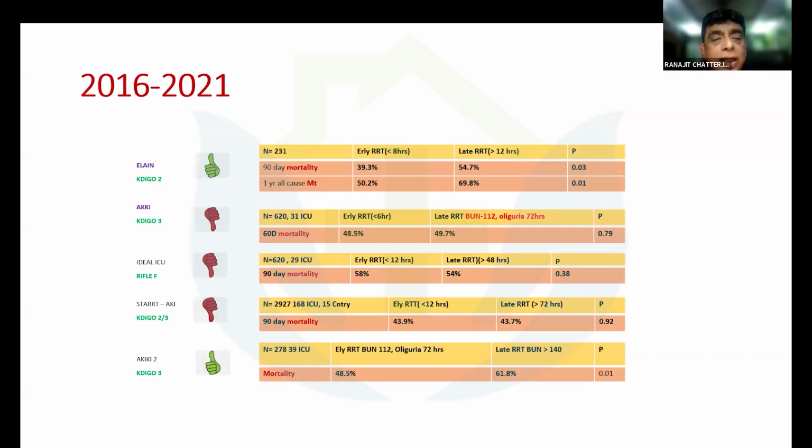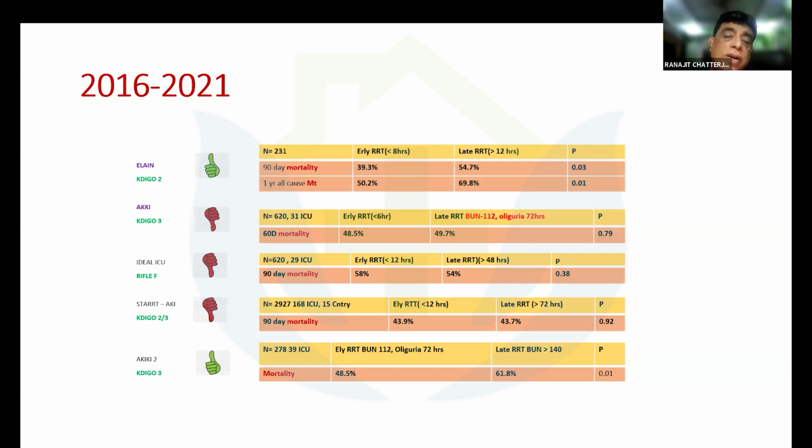So when to start it? Five studies, you'll get a question on EDIC 1 as well as EDIC 2. They may ask you the ELAIN trial, AKI trial, IDEAL-ICU trial, STARRT-AKI trial and AKIKI 2 trial. Except for the ELAIN trial, where they have seen that early RRT, that is at KDIGO stage 2, was started, the mortality was 39.3% versus 54.7% when they started at KDIGO 3. But all the other trials didn't show much difference in mortality.